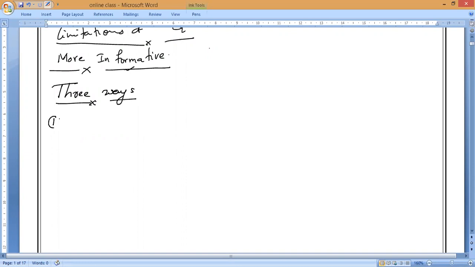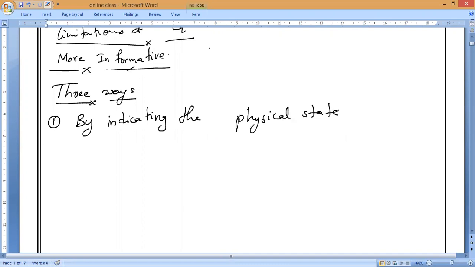The first method, observe everybody, is by indicating the physical states of the reactants, and as well as the products. That is the first one.